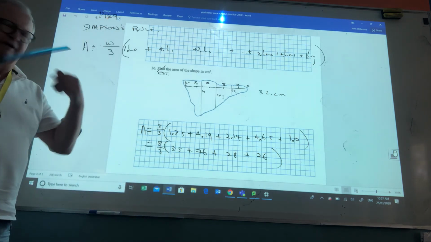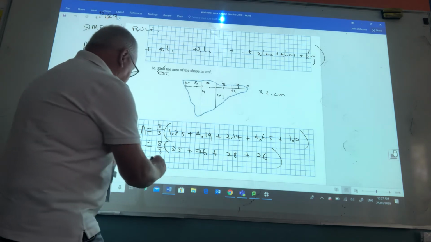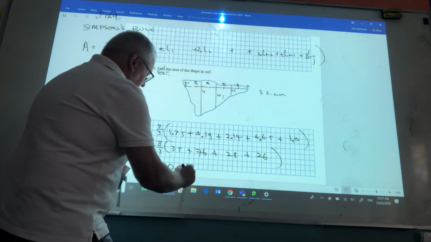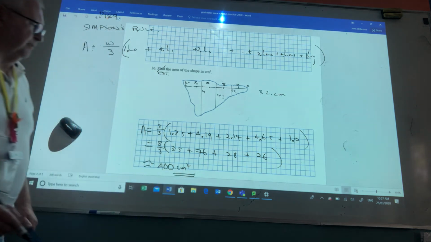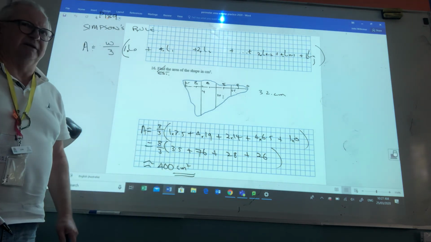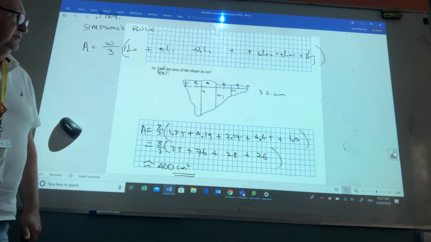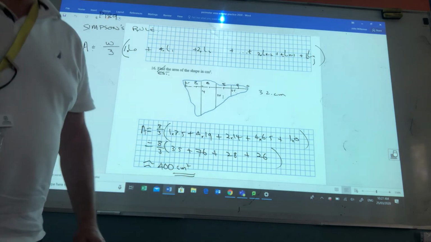So that's just my rough guess, but the answer is going to be, now this is very approximate, centimetres squared, around about 400 centimetres squared. Now that's going to be a bit over with my guess, but if I get an answer between 300 and 400, I'll be set. Everyone happy?